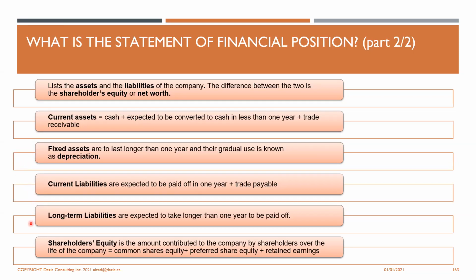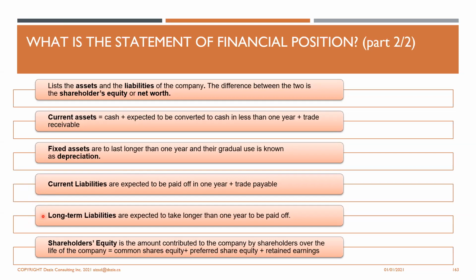So liability, we said two types. There's current liabilities, which are expected to be paid off in 1 year, right? And trade payables. So if the company has bought raw material and they still need to pay for that raw material and they haven't paid for it yet, and they have to pay for that within the year, it's a current liability.